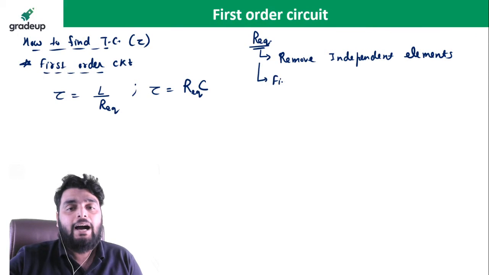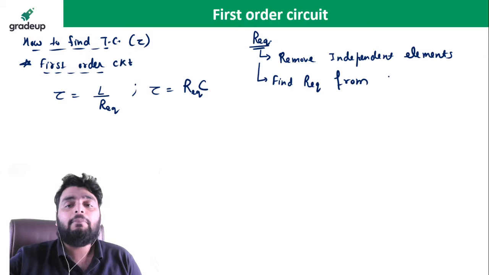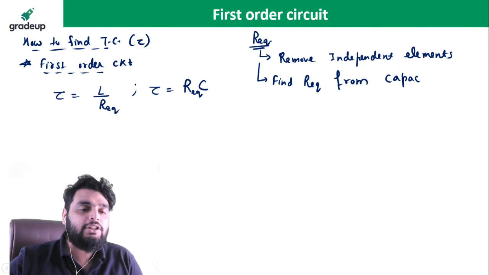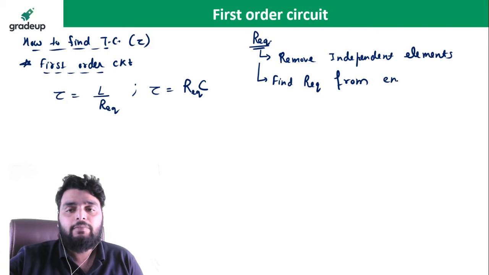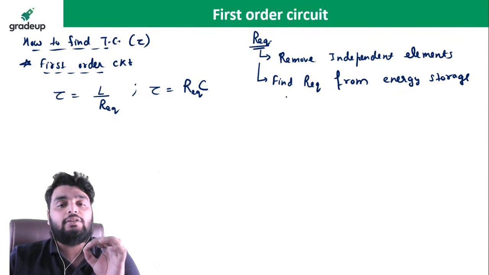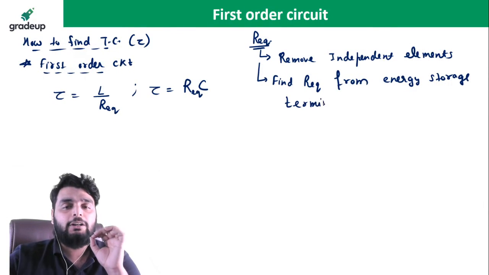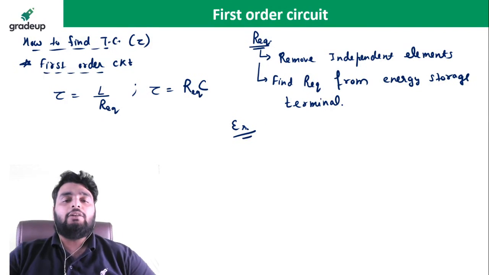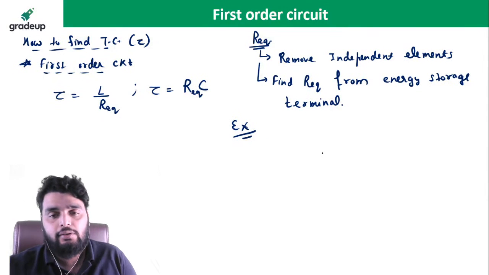Second, find R equivalent from the capacitor terminal, from the energy storage terminal. From the energy storage terminal means if you contain an inductor or a capacitor, I need to find out the R equivalent from the energy storage terminal. Okay, what does it mean? Let me take one example here to give you understanding of this concept.